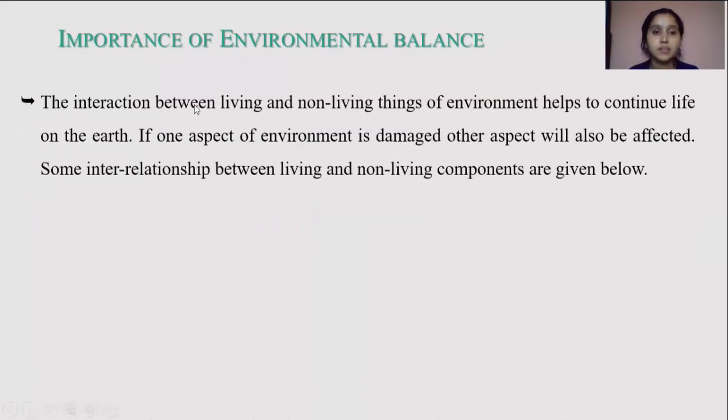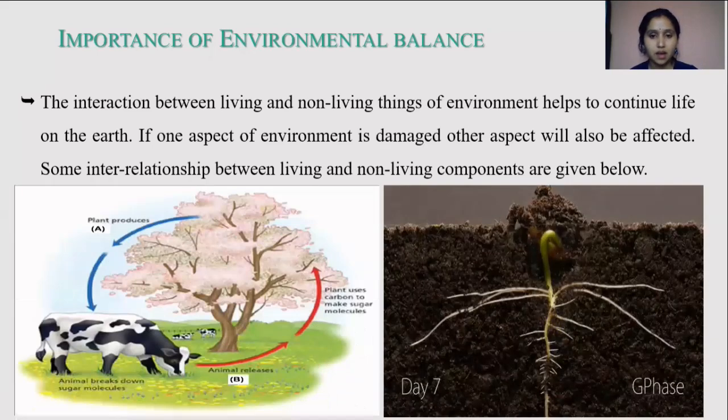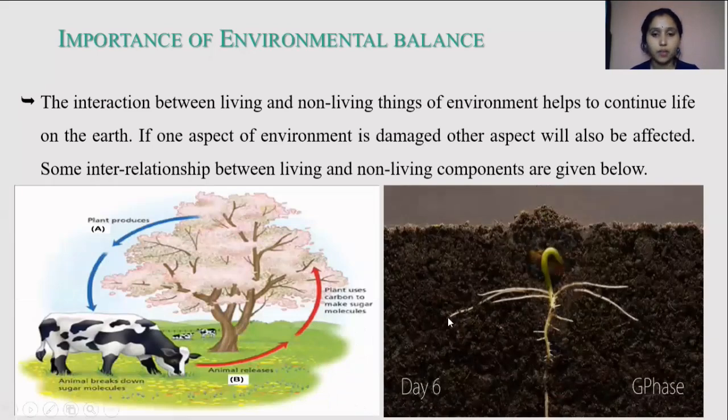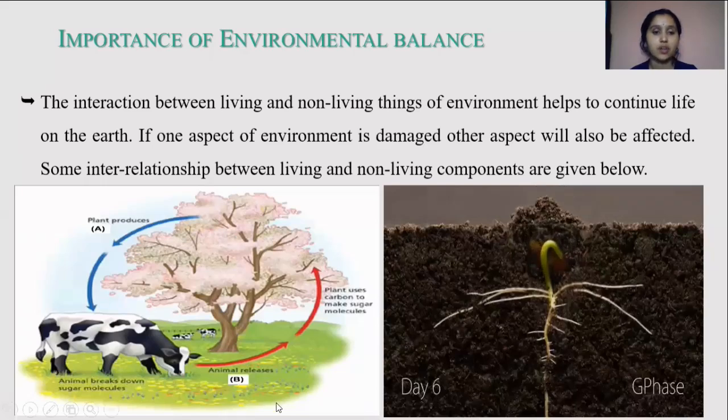The interaction between living and non-living things of the environment helps to continue life on the earth. If one aspect of the environment is damaged, the other aspect will also be affected. Some interrelationships between living and non-living components are given below. We can see here how living and non-living components of the environment are interrelated. Yes, these grasses and this tree are grown on land.